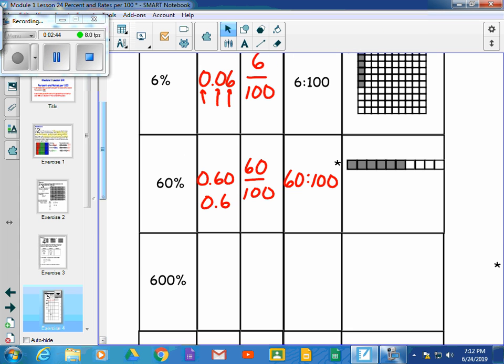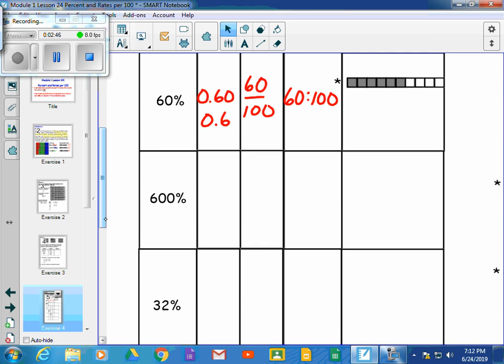I'm going to do one more example with you. 600%. So far, we've never done a percent over 100%, but it is possible. If you think about what 100% would be, it would be one whole 10 by 10 colored in. 600% is 6 times bigger than 100. So that means we would have 6 whole 10 by 10 grids colored in.